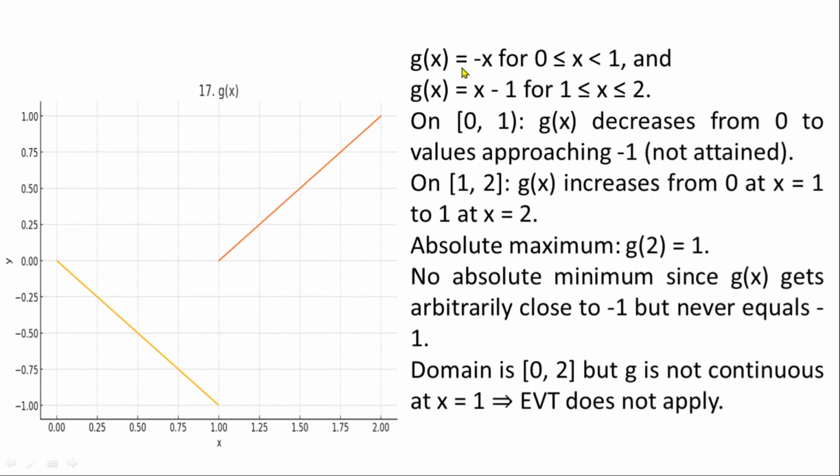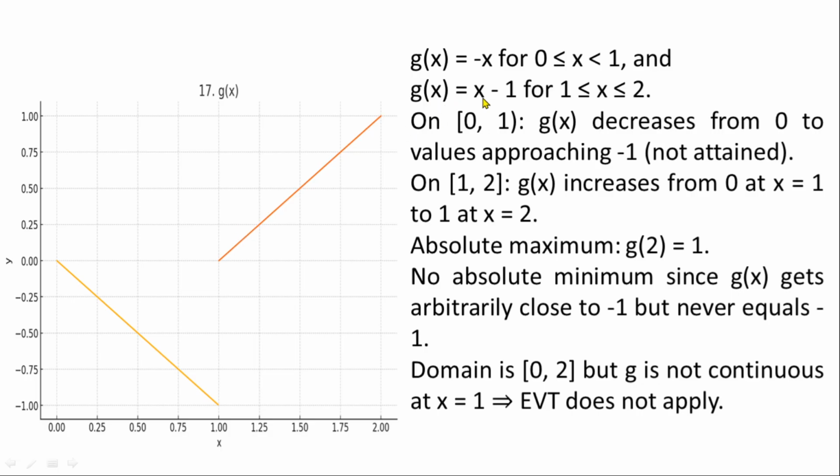Next example, g of x equals minus x for 0 less than or equal to x less than 1, and g of x equals x minus 1 for 1 less than or equal to x less than or equal to 2. For the first function, g of x equals minus x, it includes 0 and excludes 1. At x equal to 0, g of x equals 0, and up to 1 it is minus x. So it is decreasing from 0, approaching the value minus 1 as x approaches 1.